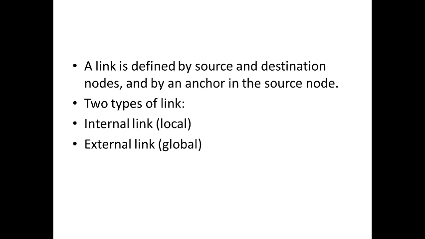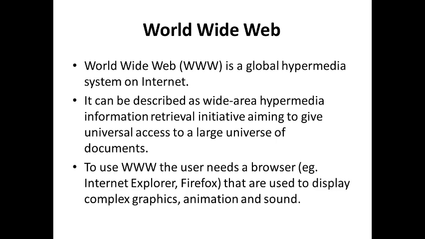Now what it says further, a link is defined by source and destination nodes and by an anchor in the source node. Two types of links. The first one is the internal link, the second one is the external link. Internal links refer to the local one, and external links refer to the global type of links. Now further it says with reference to World Wide Web.